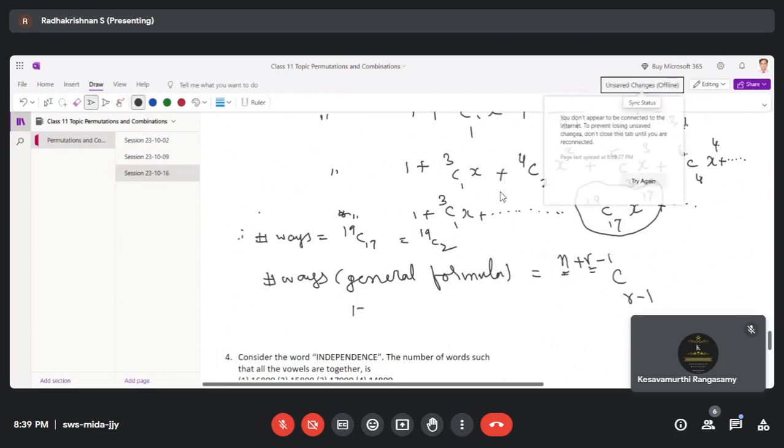What will be 17 plus 3 minus 1 C 3 minus 1. So that is how you get 19C2.